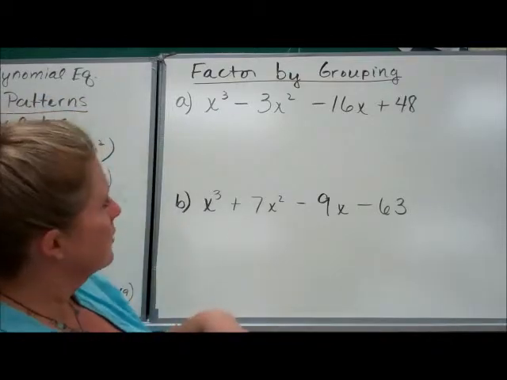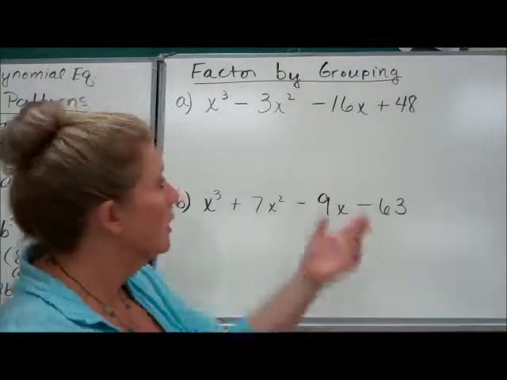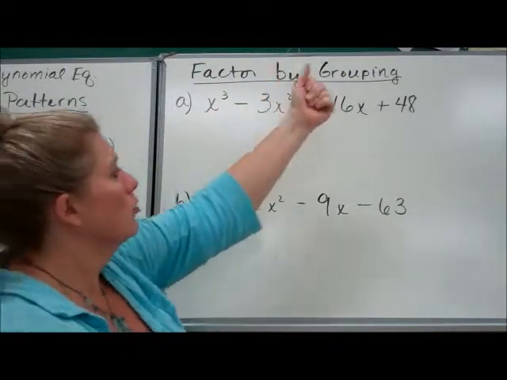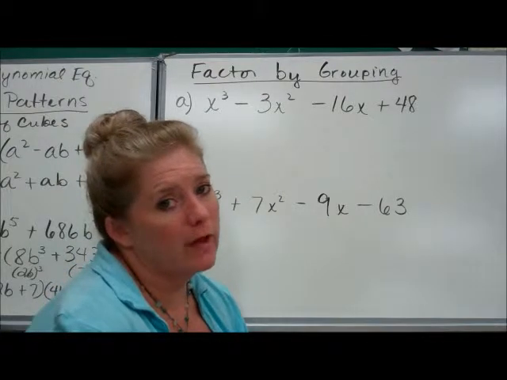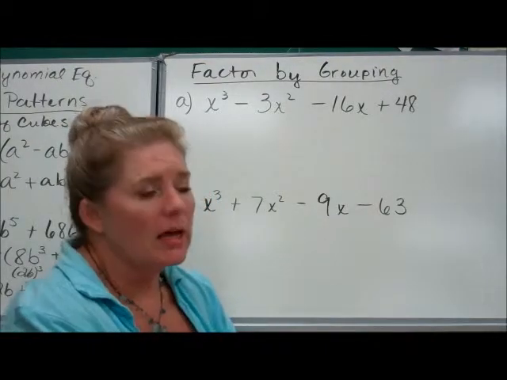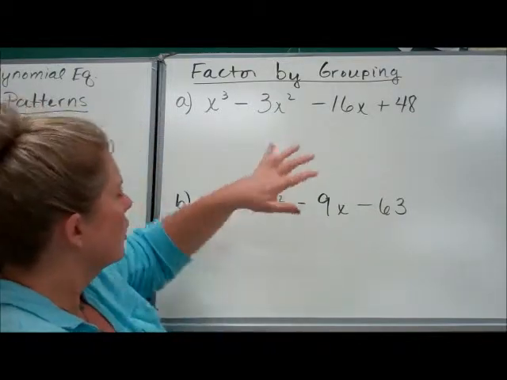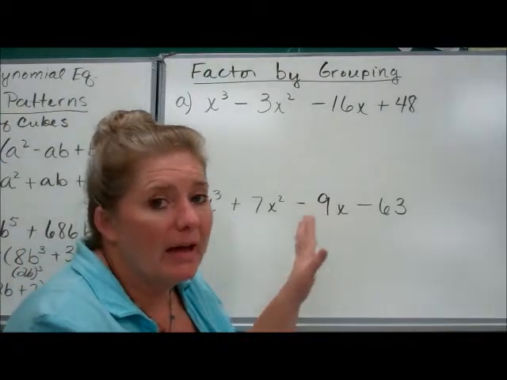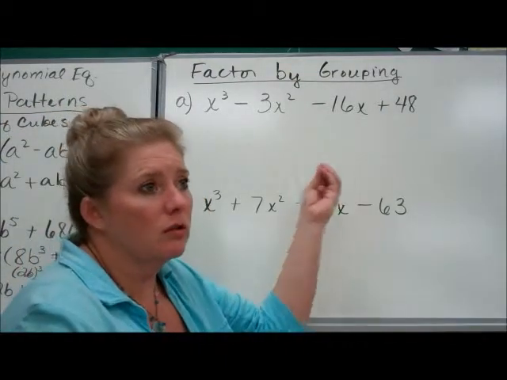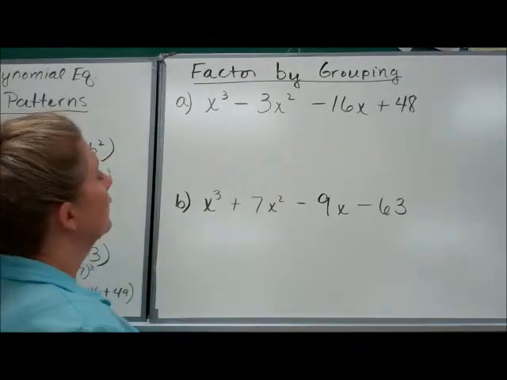Usually, the terms that you're going to put together will be the first 2. You're going to group the first 2 and group the second 2, and then factor the greatest common factor from each of those. The whole idea when you factor the greatest common factor is to end up with the same binomial. Okay? So let's do this first one.